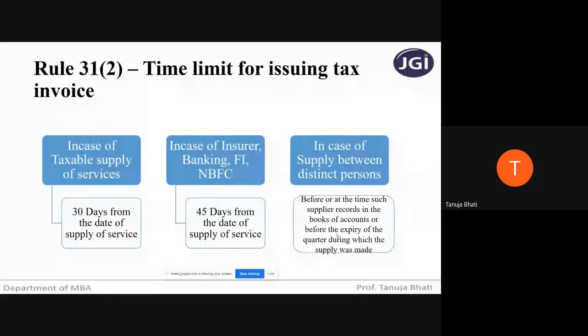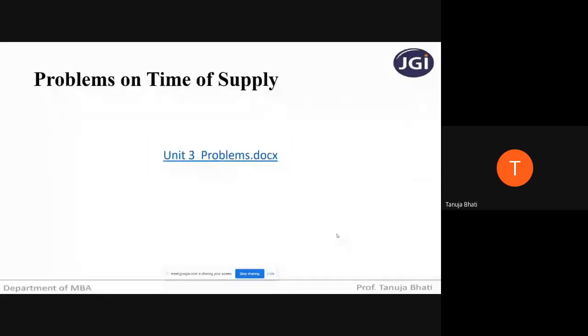So after revising all these provisions, let us see the problems on each of the sections, including their subsections, that is under forward charge, under reverse charge, under vouchers, under addition in value, so that we practically understand the theory that we have covered. So let us look into the problems on time of supply.